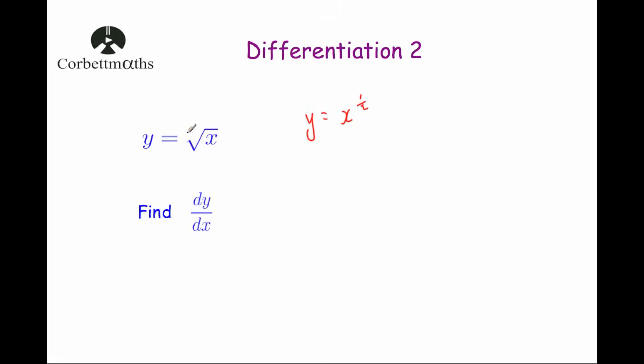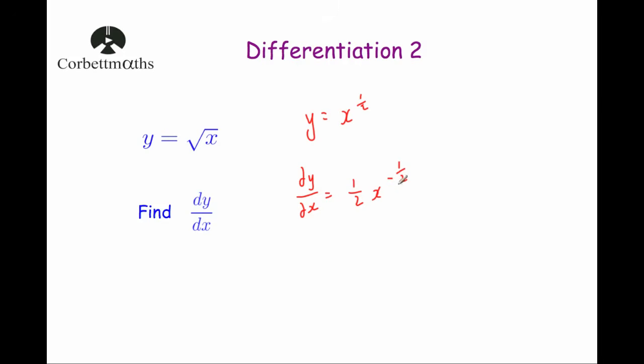If it was the cube root of x, it would be to the power of a third, and so on. So now we know that y equals x to the power of a half, we can differentiate quite nicely. So dy by dx equals, bringing the power down, a half x, and taking 1 away from the power, a half take away 1 would be minus a half. And that's it. So dy by dx equals a half x to the power of minus a half.